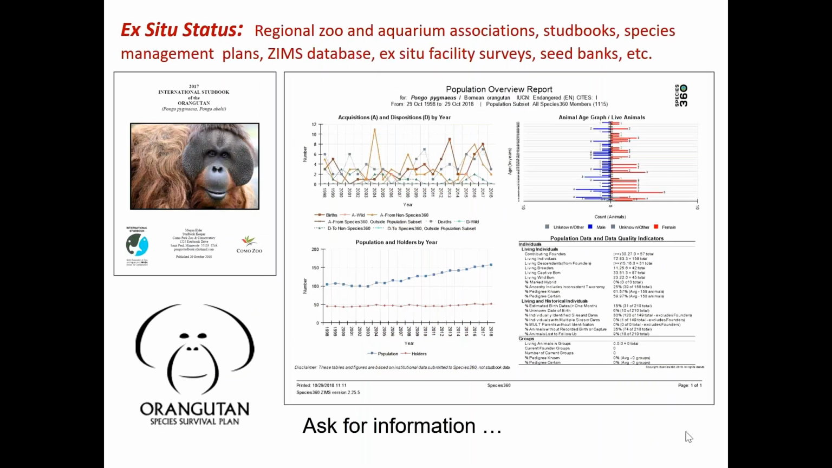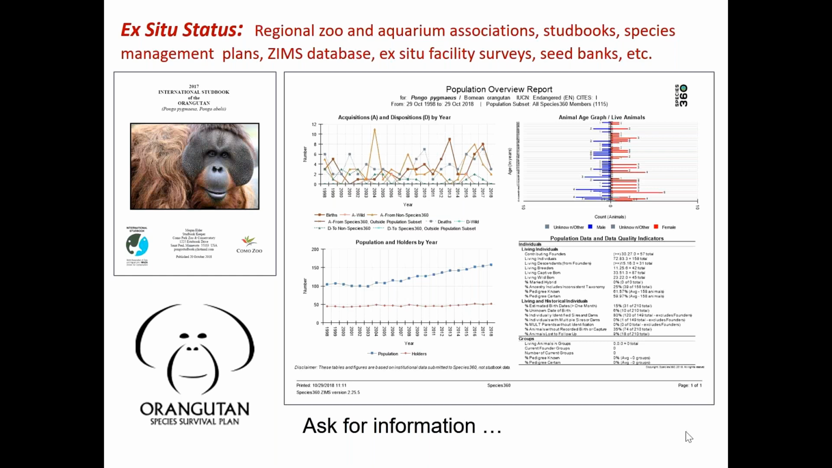It's also useful to know the status of the species in captivity. For animal specimens that are managed by zoos or aquariums, going to the Regional Zoo or Aquarium Association is a great place to start. They have documents such as studbooks, species management plans, and regional collection plans that are helpful. There are databases like the ZIMS database that is coordinated by Species360.